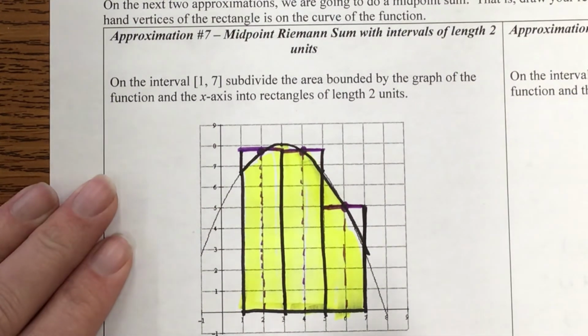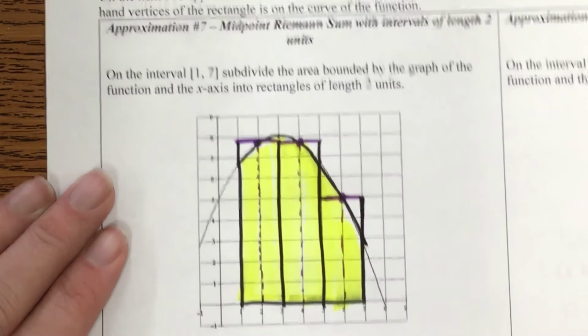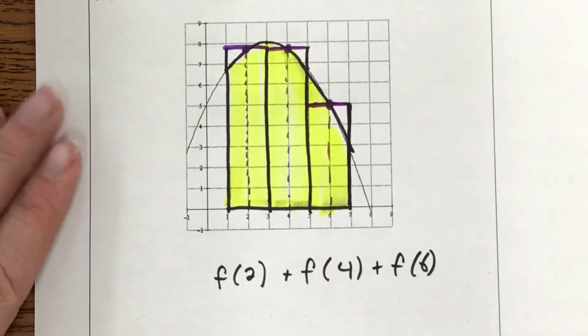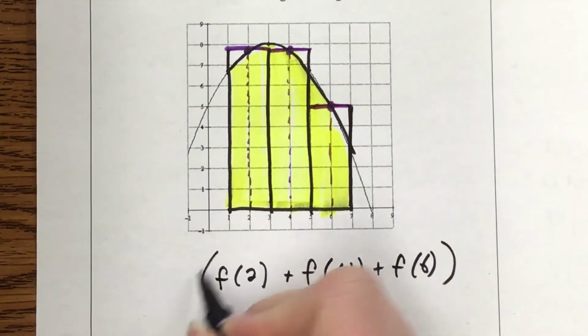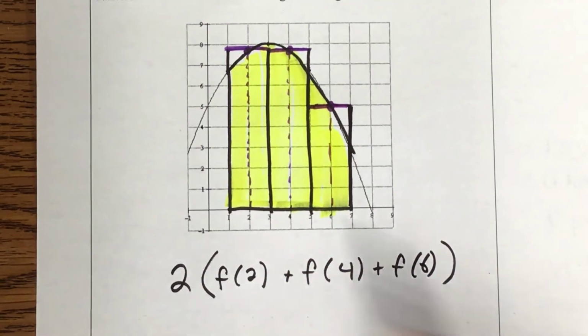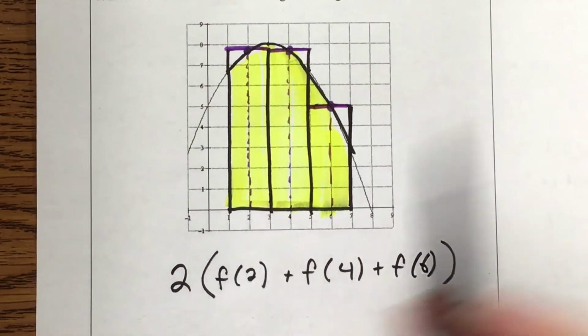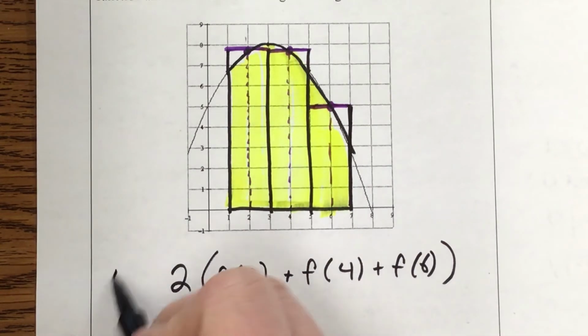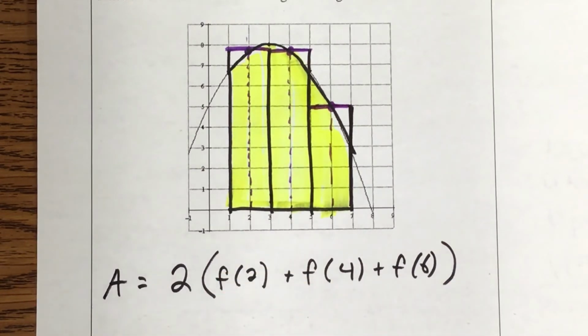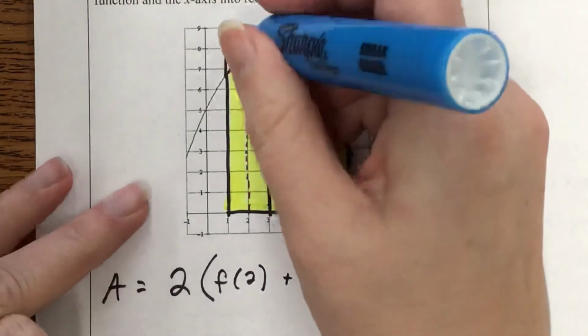So our 3 heights are f of 2, f of 4, and f of 6, instead of those odd numbers from the edges of our rectangles. The widths of the rectangles are 2, or the lengths, whatever. This way is 2, and then the heights there are the y values of the midpoints. So that's going to be the area of all of the blue stuff. Let's do blue now.